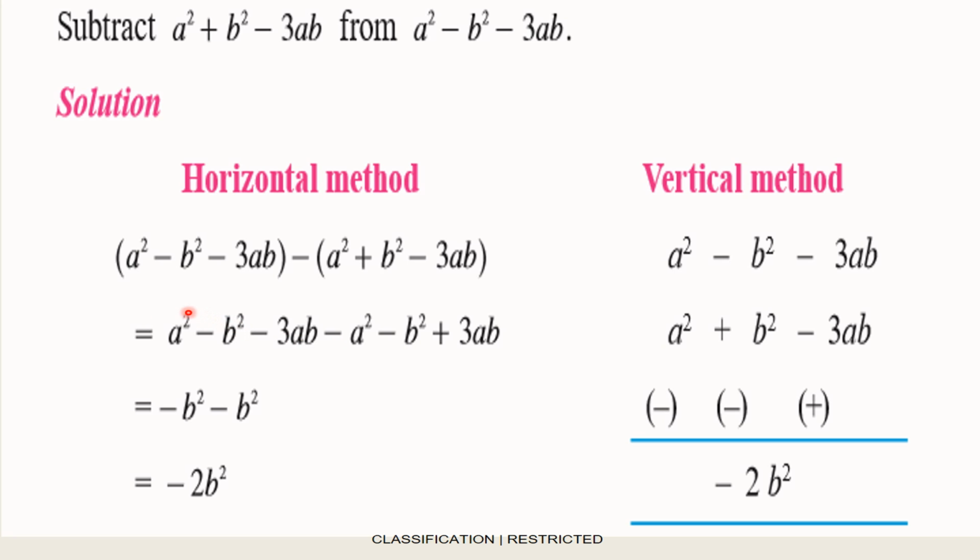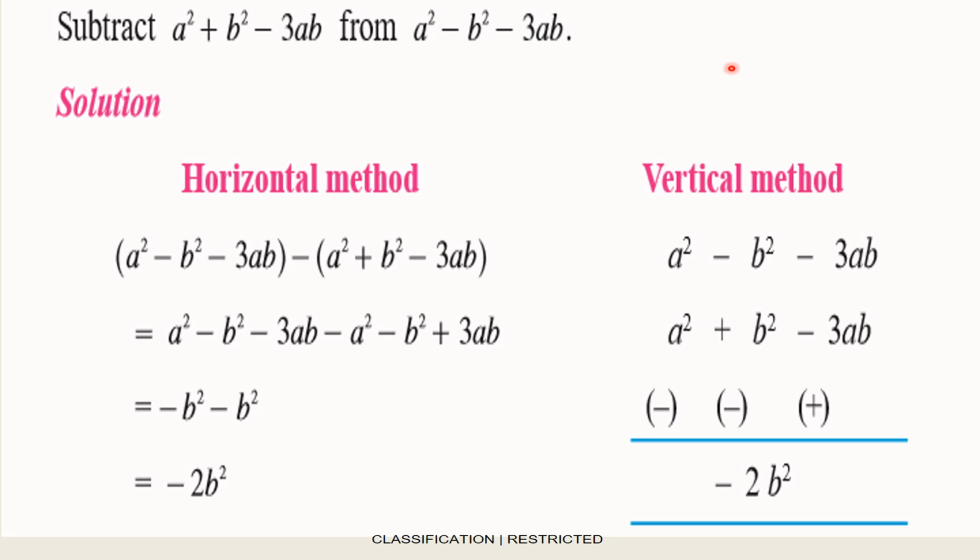Like terms means a squared minus a squared will cancel. Minus 3ab plus 3ab also cancel. Remaining: minus b squared and minus b squared. What is the coefficient of this? 1. Here also 1. So, minus 1b squared minus 1b squared, that is minus 2b squared. Is it clear, students? Okay.